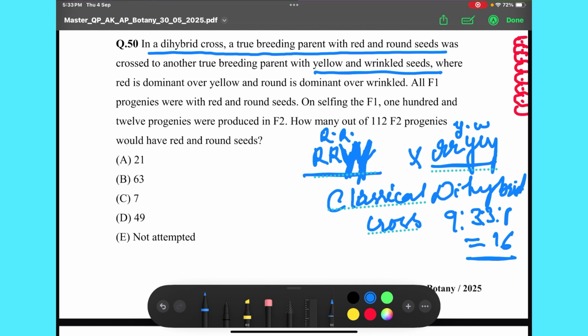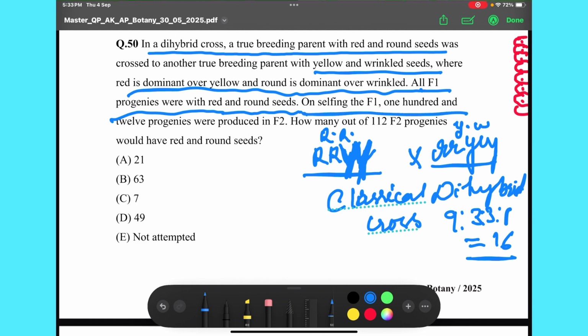Now, red is dominant over the yellow and round is dominant over the wrinkled. All F1 progeny were with red and round seed. On selfing F1, 112 progeny were produced in F2. So when F1 was selfed, the total progeny in F2 was this number, 112. Now how many of the 112 progeny were red and round?